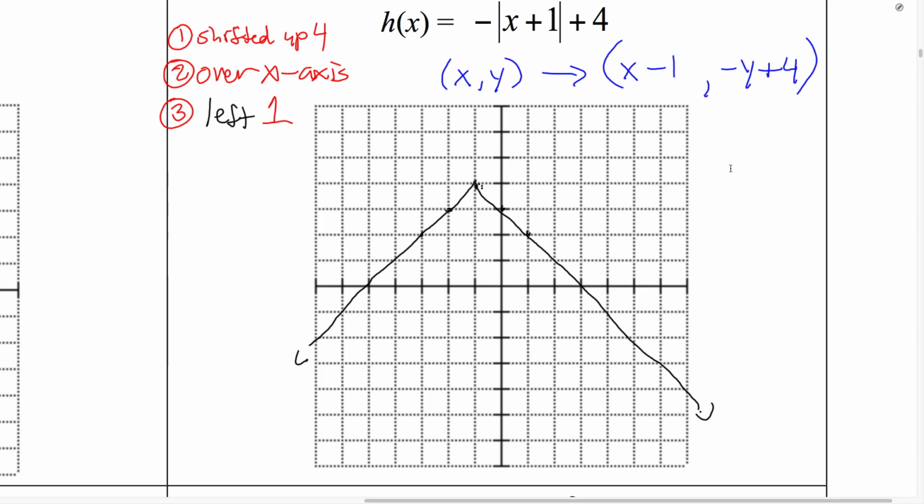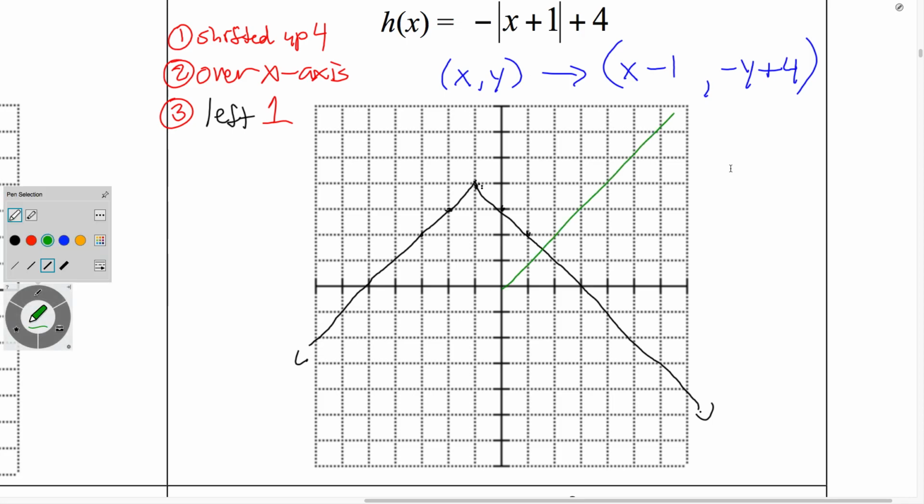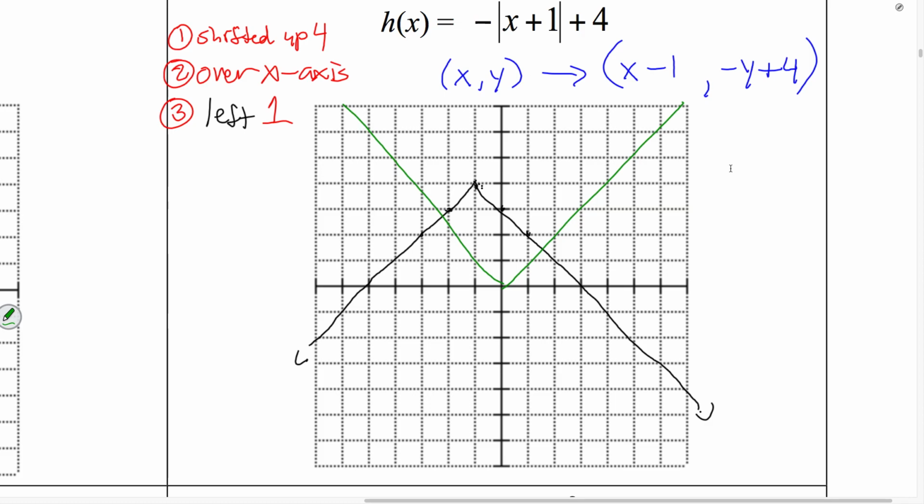Now let's make sure everything lines up with what we said. So our original graph, our parent function, should be this, right? Has the black one been reflected over the x-axis from the green one? Yes. Was it shifted left one from the green one? Yeah, the vertex is there, the vertex is down there. That's left. Has it been shifted up four? Yes. So I agree with all those statements so far.